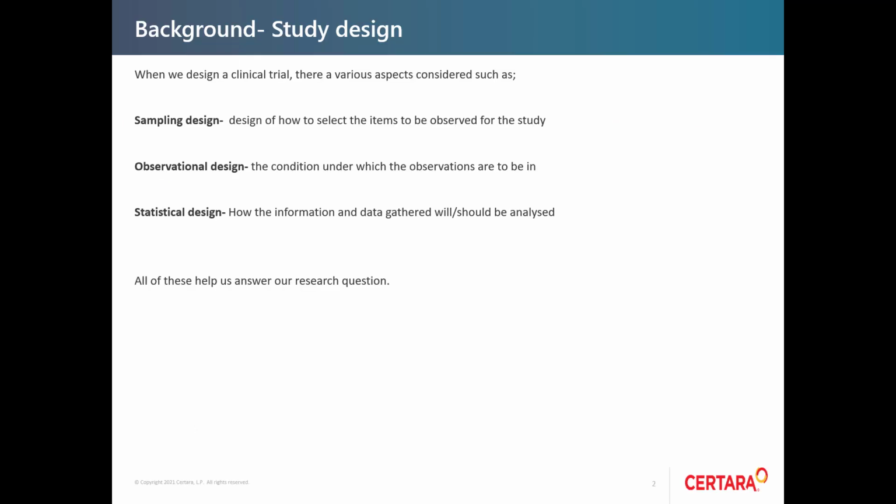When we design a clinical trial, there are various aspects to consider. The first is the sampling design. This is the design of how to select the items to be observed for the study. The next component is the observational design, which is a condition under which the observations are to be made. And finally, we have the statistical design, which is how the information is gathered and should be analyzed. All of these components help us to answer our research question.